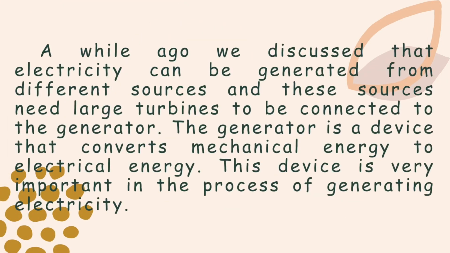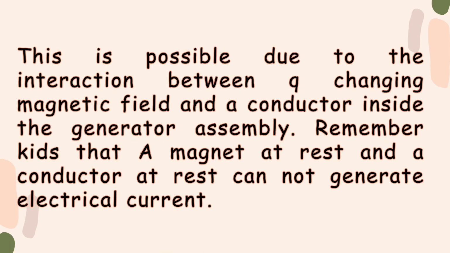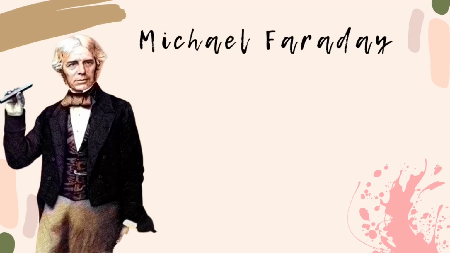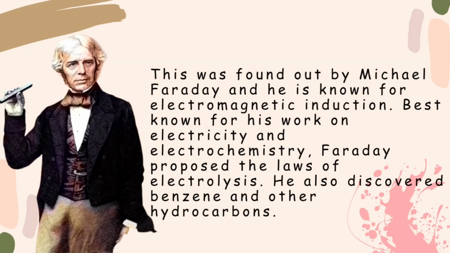Now, let us talk about generation and magnetism. A while ago, we discussed that electricity can be generated from different sources, and these sources need a large turbine to be connected to the generator. The generator is a device that converts mechanical energy to electrical energy. This device is very important in the process of generating electricity. How is this possible? This is possible due to the interaction between a changing magnetic field and a conductor inside the generator assembly. Remember, kids, that a magnet at rest and a conductor at rest cannot generate electric current. Therefore, current is induced by either the movement of the magnet or the conductor. This was found out by Michael Faraday, and he is known for electromagnetic induction.